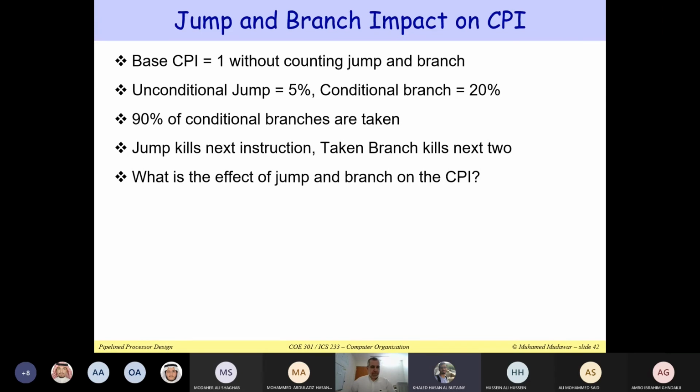Okay. First of all, we have 20% branch. Right, before the branch, let us talk about the jump. It says that 5% are jump instructions. Now, we need to calculate the cycles. So how do we think about it?